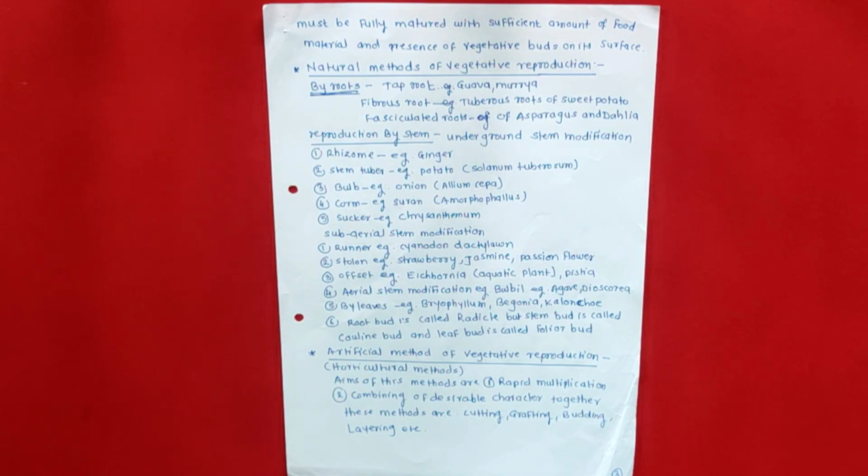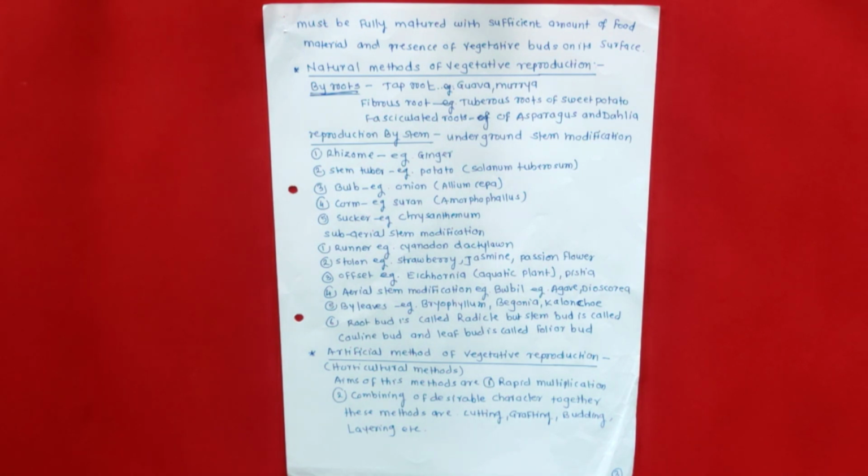So this artificial method is mostly done in horticultural plants. Horticultural plants are nothing but fruit plants. It has different methods: cutting, budding, grafting, layering. All these methods are done in the rainy season and spring season, mostly from August to September. They have favorable conditions in a cold atmosphere.